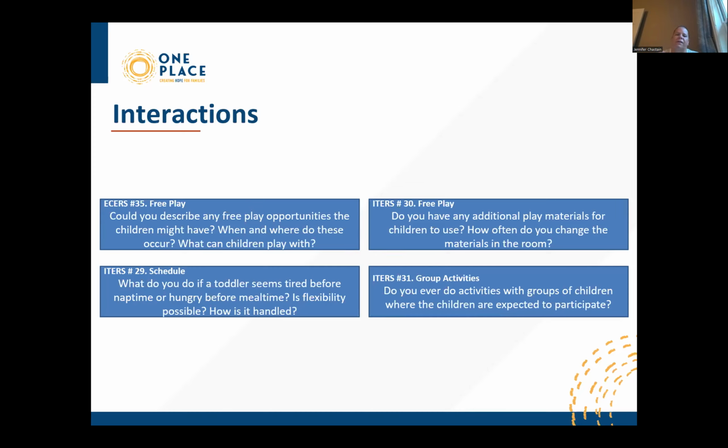ITERS number 29 is about your schedule. What do you do if a toddler seems tired before nap time or hungry before mealtime? Is flexibility possible, and how is it handled? We already talked about this a little bit earlier with the meals and the snacks and the nap time. But just remember, if a toddler or 2-year-old is tired before nap time, we lay out their cots in a protected area so they can rest. If they appear to be hungry before meal times, there is food we can offer them until the next meal.